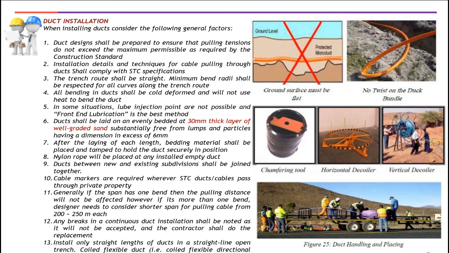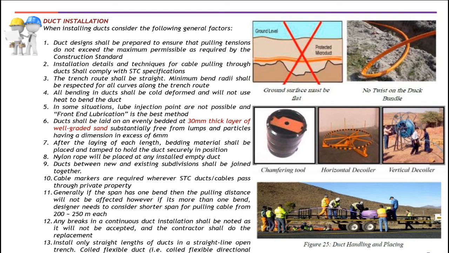Maintain a maximum bending radius of duct of 20 times the diameter to prevent the duct from kinking. Always put a nylon rope and end cap on standard ducts, and an end cap only for micro duct. As much as possible, maintain a 200 to 250-meter pulling distance, so as not to put stress and tension on the cable.